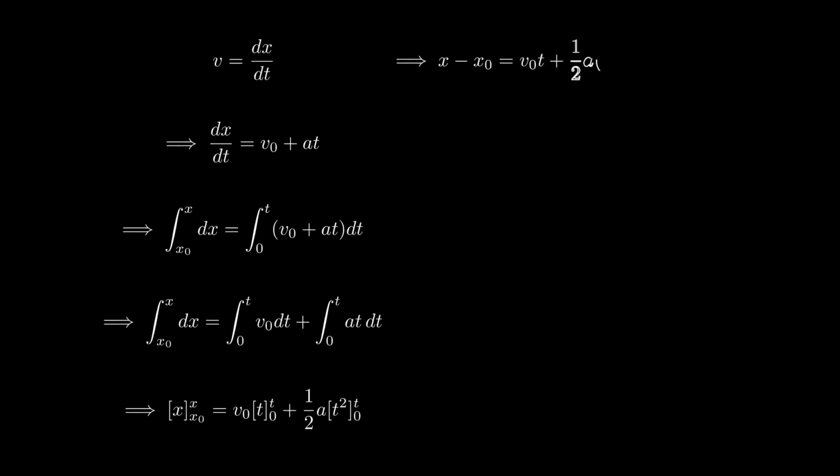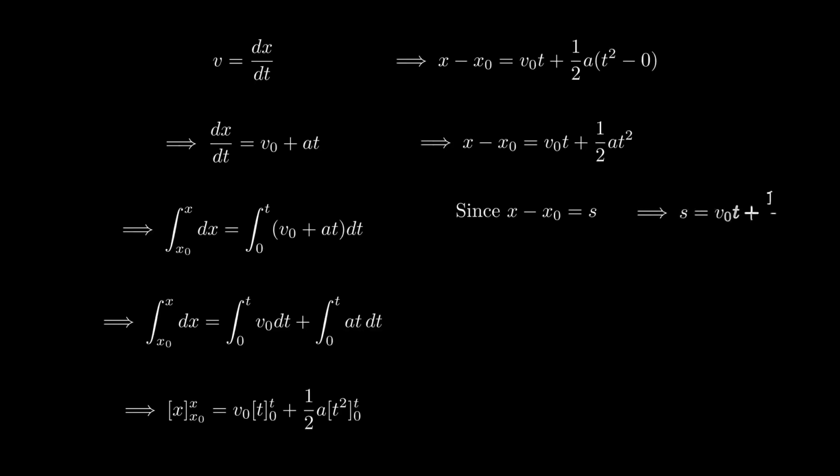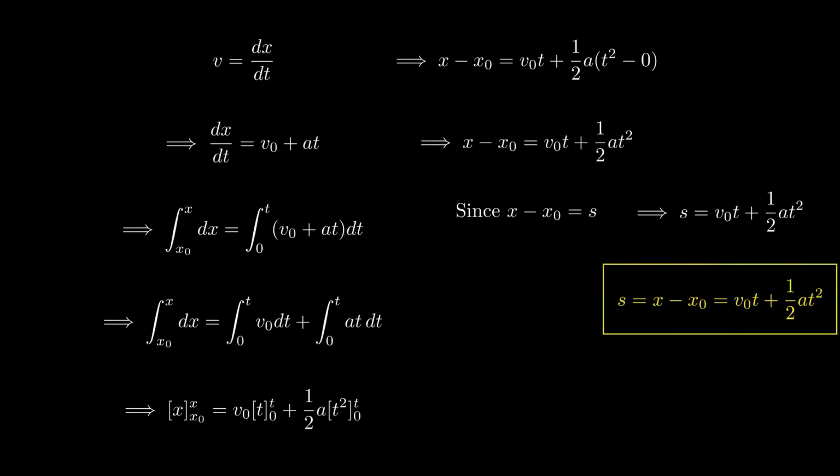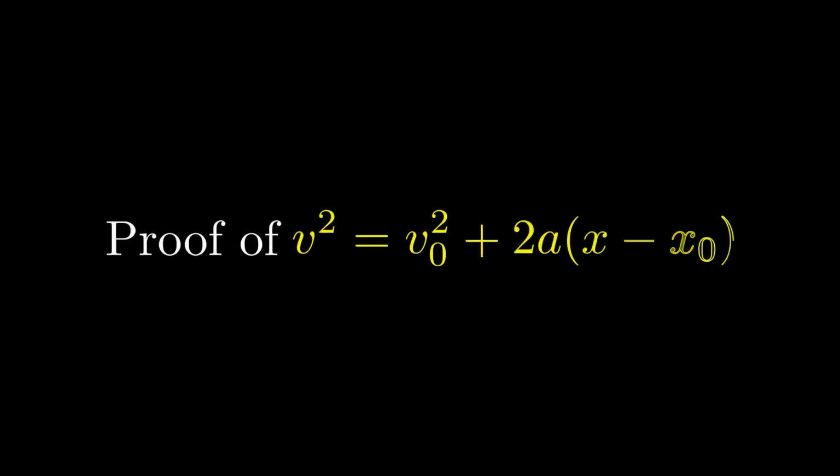Applying limits, we get x minus x0 on the left, and t squared minus 0 on the right. Since t squared minus 0 is t squared, we simplify the equation. We know that displacement s is equal to x minus x0. Substituting displacement, we obtain the required expression. Thus, we obtain the second equation of motion under constant acceleration. Hence proved. We will now prove the third equation of motion under constant acceleration.